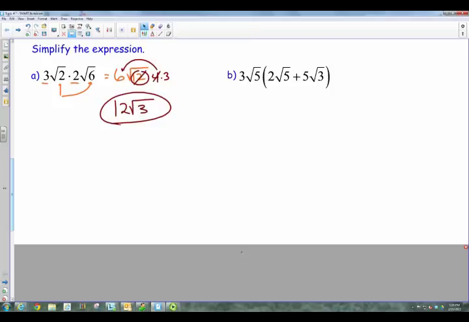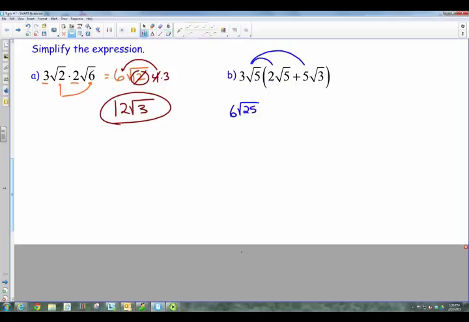Now in the second example, we're going to use distribution. It's going to multiply there, and then multiply there. Okay, so 3 times 2 from the first two terms gives me 6. Square root of 5 times the square root of 5 gives me the square root of 25. We'll simplify that in just a minute.